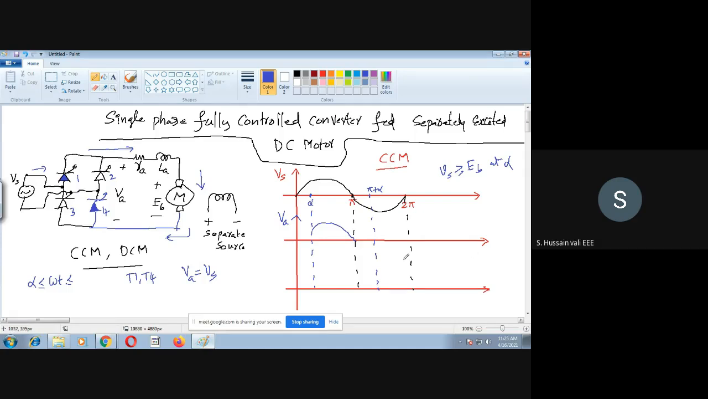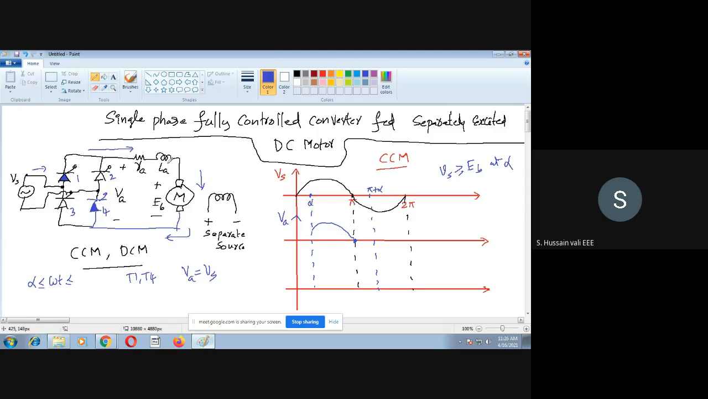Now this is alpha, this is pi. So at pi, what is the situation? What happens at pi is that the supply voltage becomes negative. As the supply voltage becomes negative, there is a possibility that thyristors T1 and T4 will get reverse biased. When they get reverse biased, there is a possibility that both will be turned off.